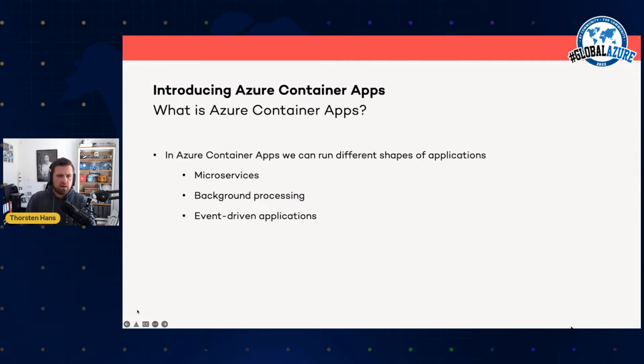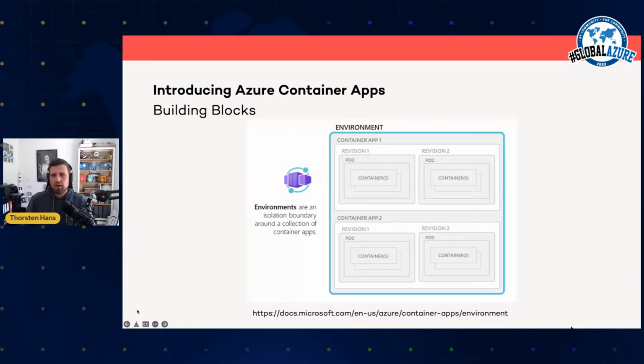Okay, so I said it's an abstraction on top of Kubernetes, taking away a lot of the complexity. So what do we have to deal with, right? What are the building blocks? An Azure Container App always belongs to one Azure Container App environment. You can think about the environment as a logical barrier, right? Where we can deploy multiple apps to.